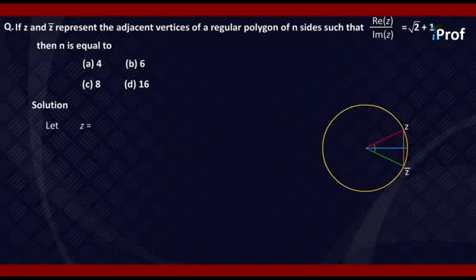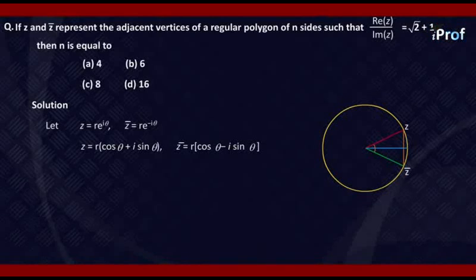Let Z equal to r e raised to power iota theta. Therefore, Z bar will be equal to r e raised to power minus iota theta. Now, it is given that Z and Z bar are the consecutive vertices of a regular polygon. Therefore, Z bar and Z are the rotation of the radius OZ bar by 2 pi by n. Therefore, Z can be equal to Z bar times e raised to power iota 2 pi by n.